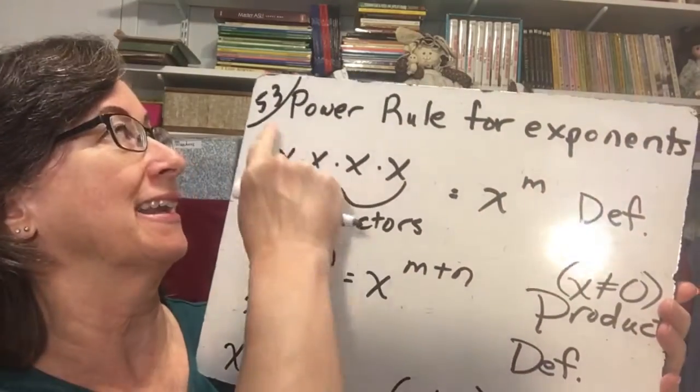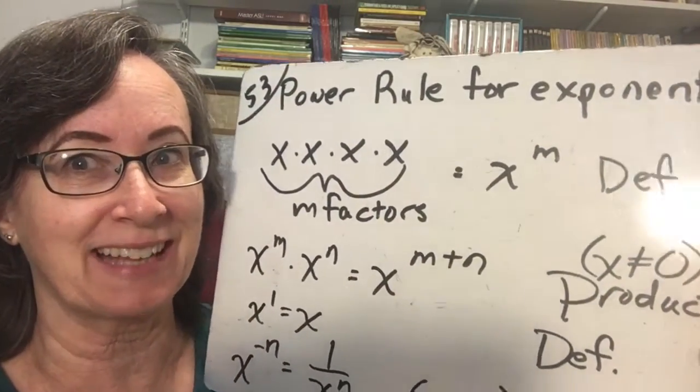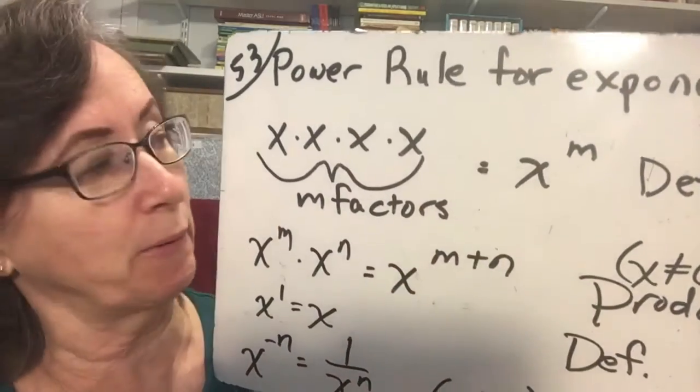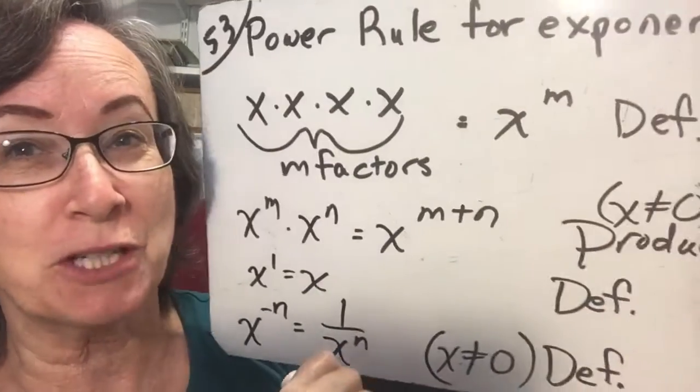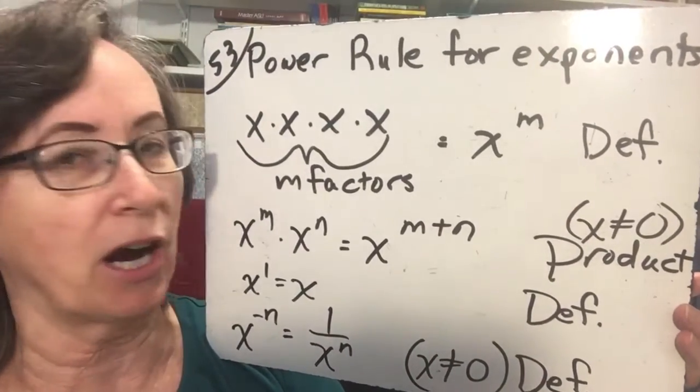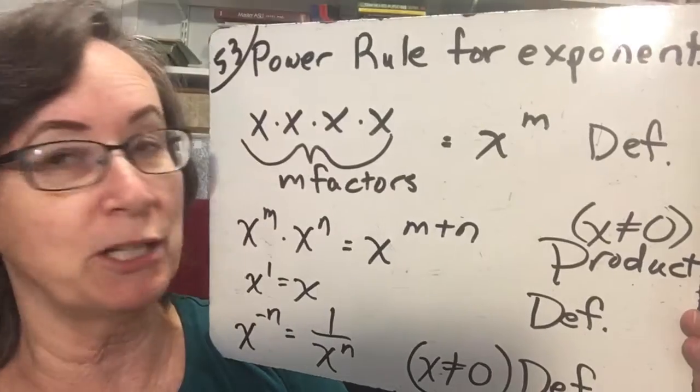Today, we're working on lesson 53 in your Saxon Orange book. We're talking about the power rule for exponents. So here, first of all, we're going to start off by talking about all the things we've learned so far before we go into a new rule.